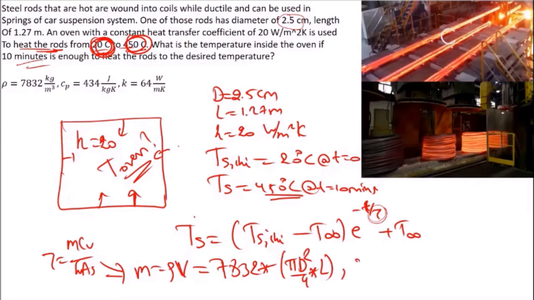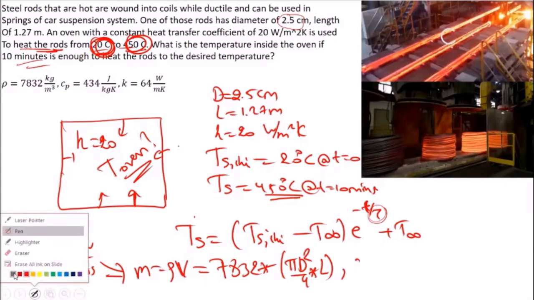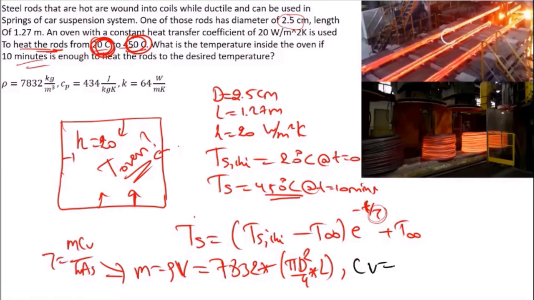Then the Cv value is given in the question, it is 434. And the h value is also given, it is 20. Now comes the As value. As is the surface area of the steel rods. The surface area of a cylinder is the circumference into the length L. So D is given, that is 2.5 centimeters, and L is also okay, 1.27 meters. Okay, we have found the tau.